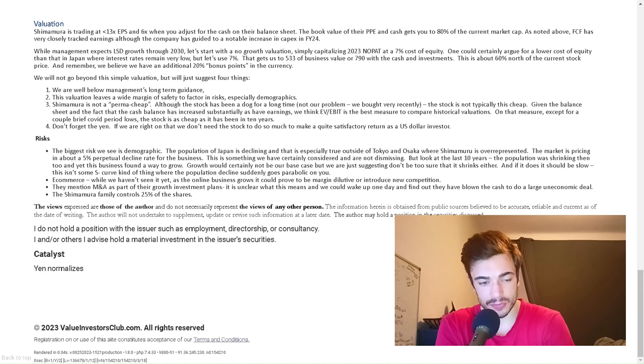E-commerce. While we haven't seen it yet, as the online business grows, it could prove to be margin dilutive or introduce new competition. They mention M&A as a part of their growth investment plans. It is unclear what this means, and we could wake up one day and find out they have blown the cash to do a large uneconomic deal. The Shimamura family controls 25% of their shares.